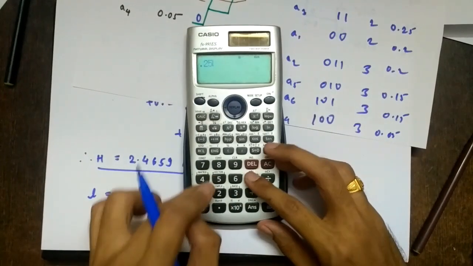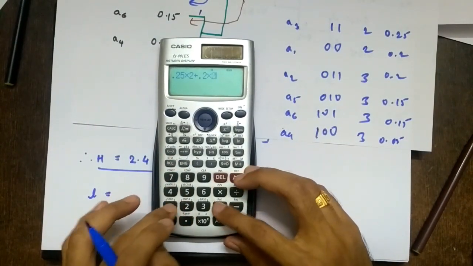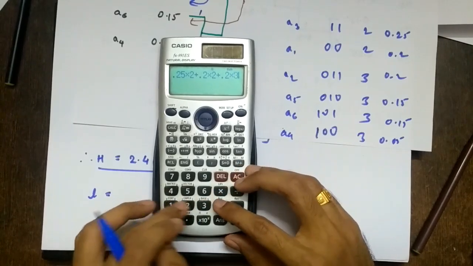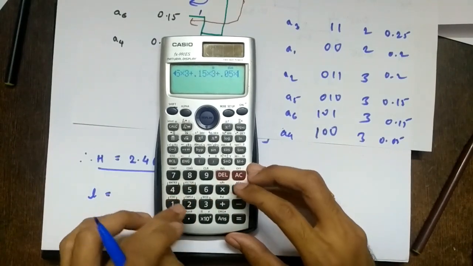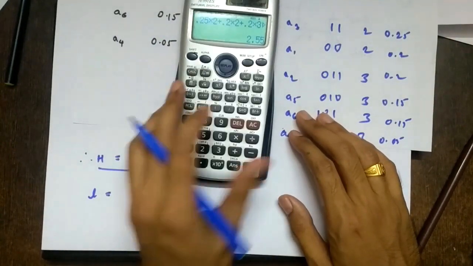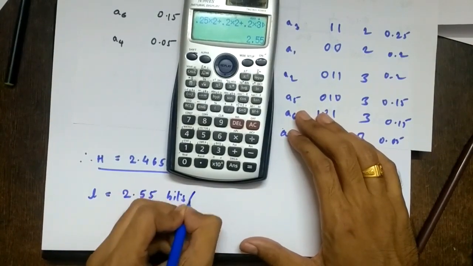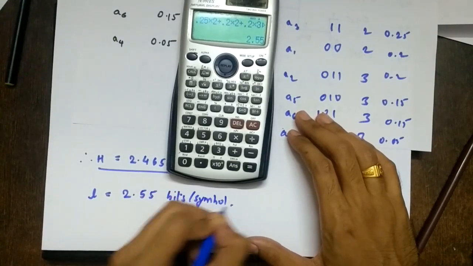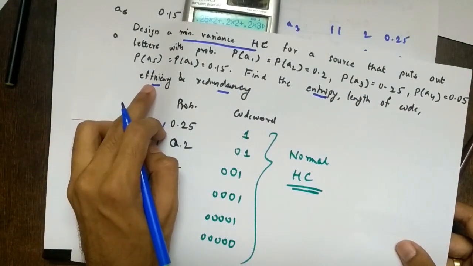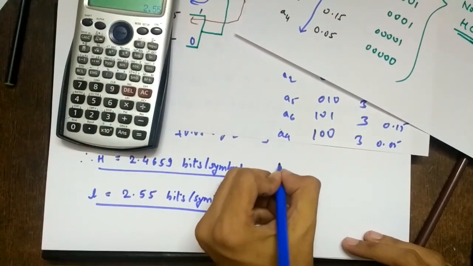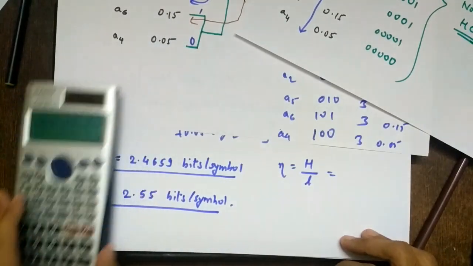So 0.25 into 2 plus 0.2 into 2 plus 0.2 into 3 plus 0.15 into 3 plus 0.15 into 3 plus 0.05 into 3. So it is 2.55. So length is 2.55 bits per symbol. Next, what they have asked, we are done with entropy, length of the code. Next is efficiency. So efficiency is given by eta equal to H by L. So just divide these two values.